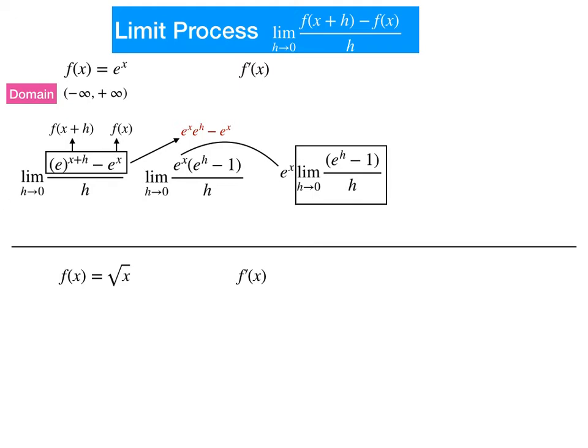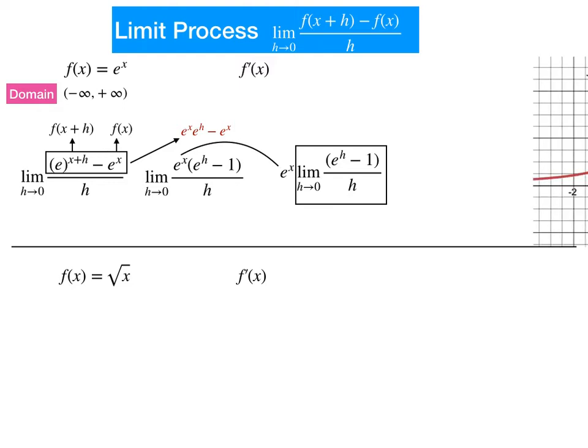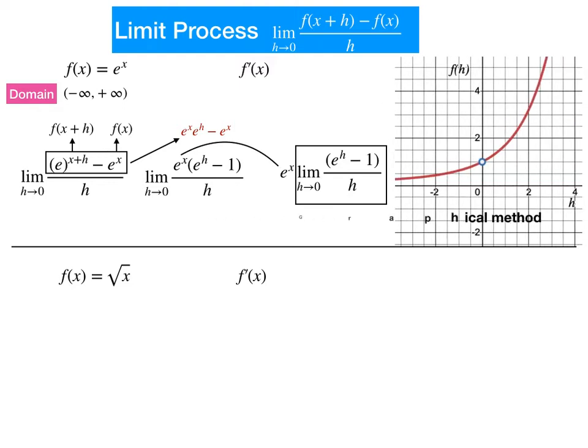And the next problem is finding this limit. In this case, we cannot plug 0 into h because h is in the denominator. So we can use the graphical method to find this limit. And using the graph, you can see that the limit as h goes to 0 is 1.